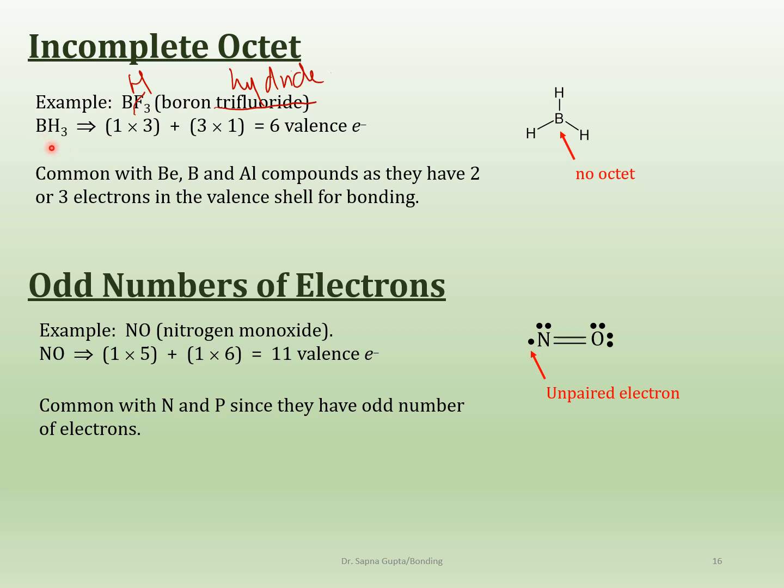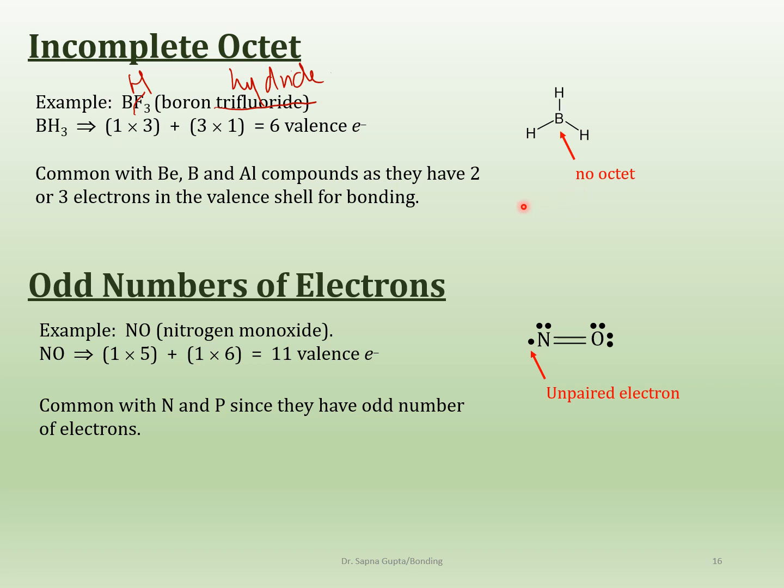And so boron has 3 electrons, hydrogen has 1 electron each. That's why the 3 times 1. So we have only 6 valence electrons, okay? Boron goes in the middle and then you have the 3 hydrogens. Boron does not have any electrons left over because it had 3 and all 3 of them are bonded. So there are no electrons left over. And what that means is that boron doesn't have an octet. Okay, and that is how it is.